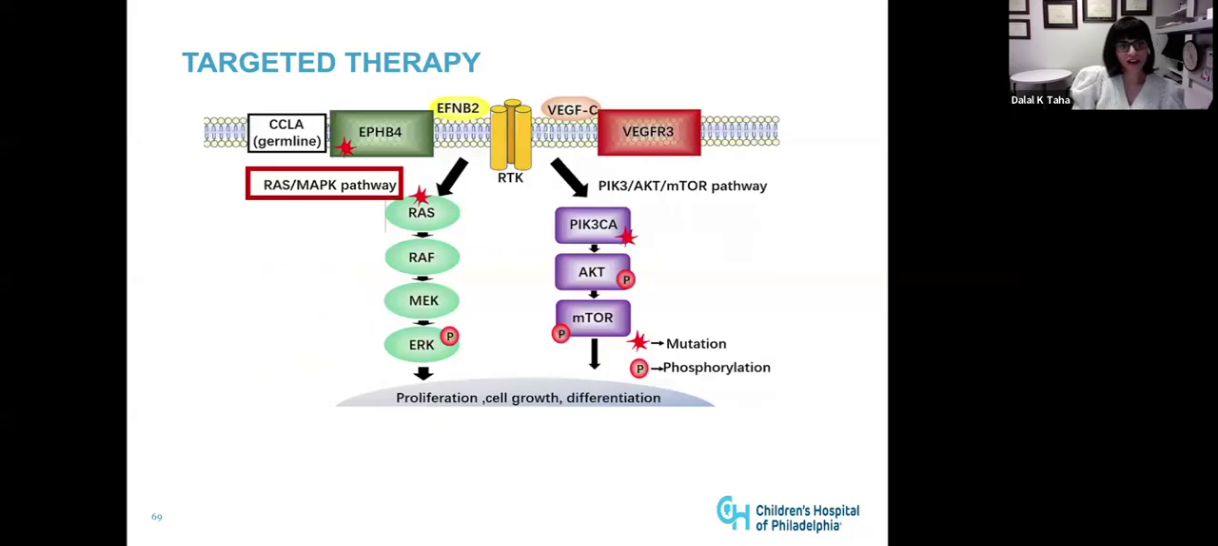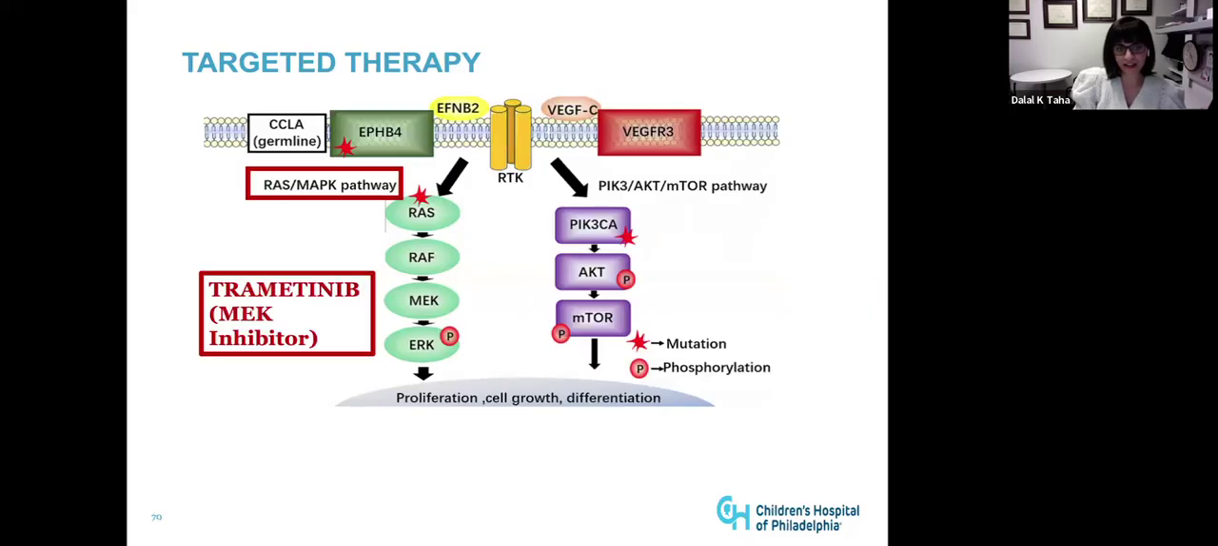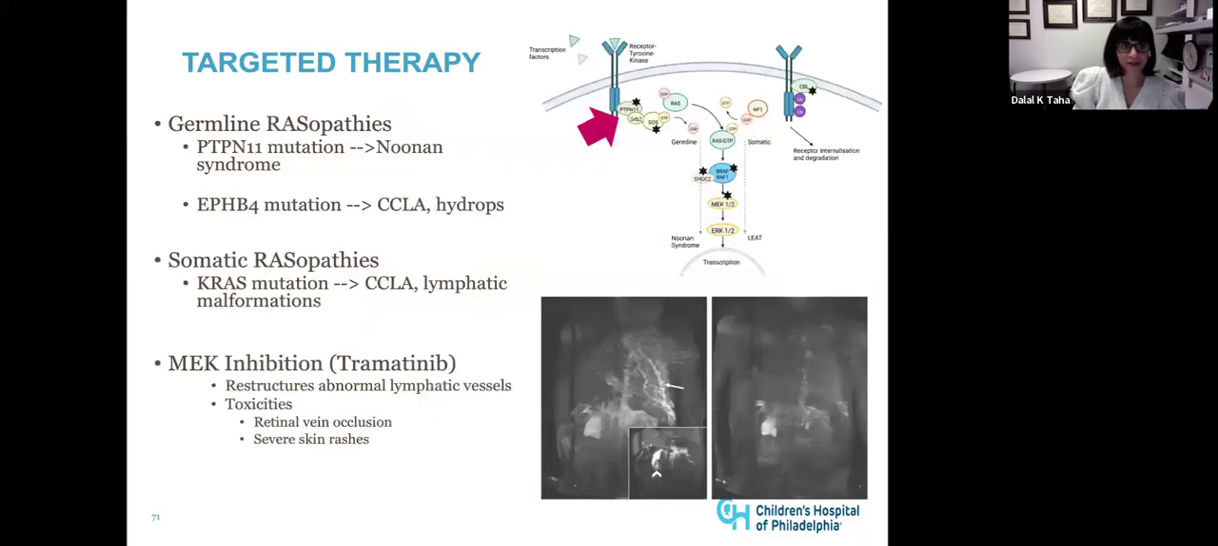So switching over to the RAS pathway, mutations along this pathway will cause upregulation of the MEK protein. And so trametinib is a MEK inhibitor, and that's recently been used with great success for patients who have a mutation along this pathway. The germline mutations on the RAS pathway, the more common ones you'll hear about are PTPN11, which causes Noonan syndrome, and EPHB4 mutation, which results in cases of CCLA and hydrops.